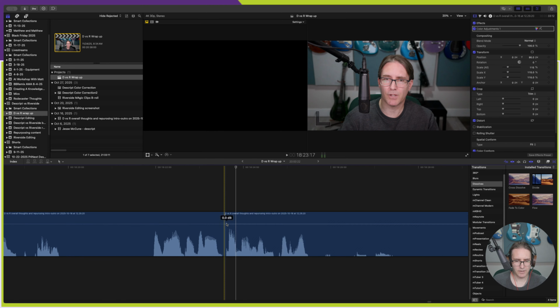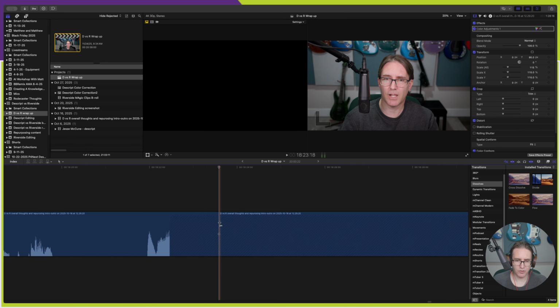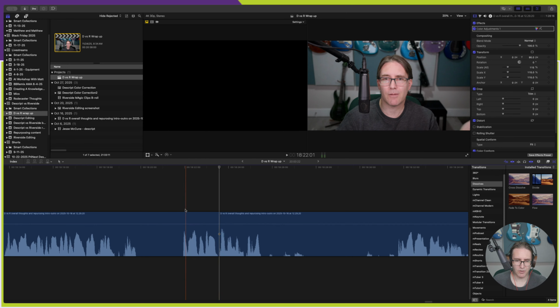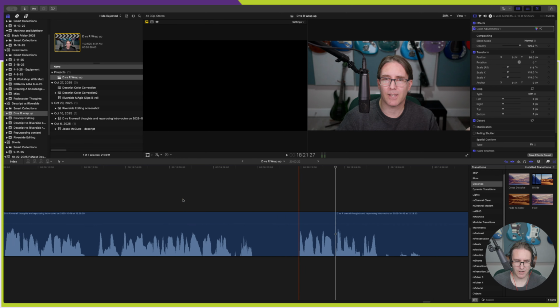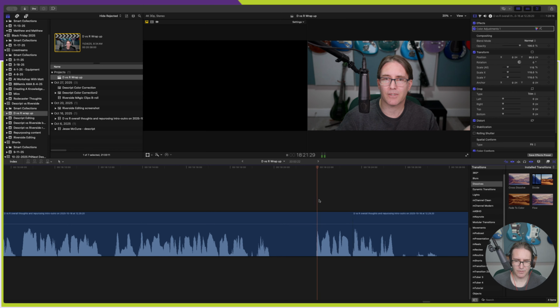Challenge here is finding the best place to make a cut to splice this together. Usually I do a pretty good job of restarting from the same place, but this time I restarted kind of in the middle.